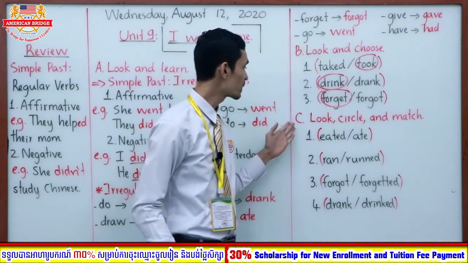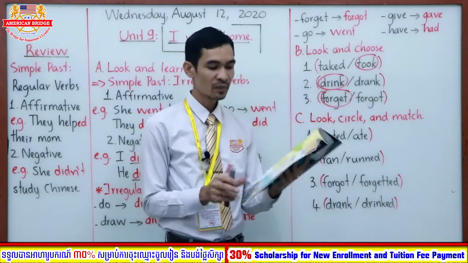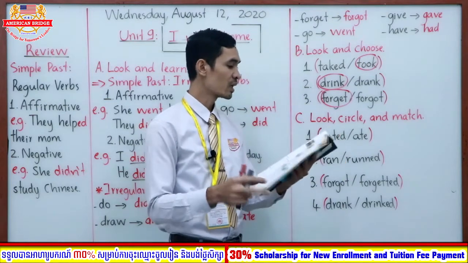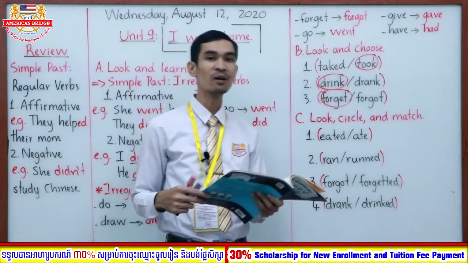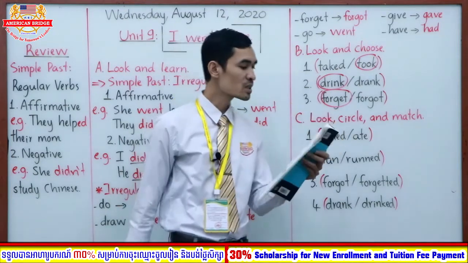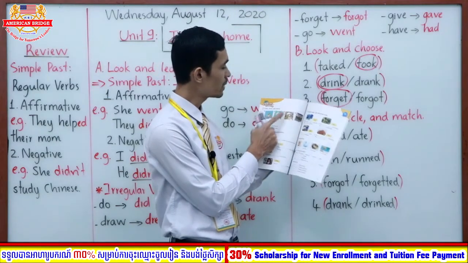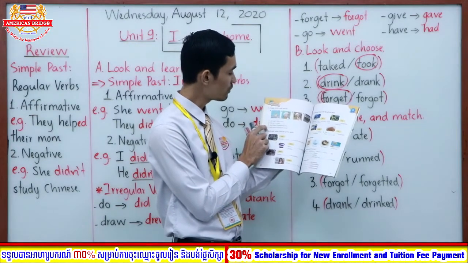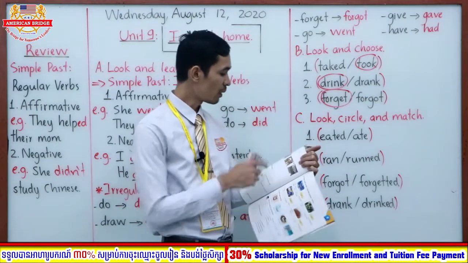Okay, so now I would like you to continue to another page, page 42. Now turn to page 42 altogether. Letter C. We do letter C one more and then we can finish our session today. C, look, circle and match. There are 4 pictures here, A, B, C and D, and there are 4 sentences, 1, 2, 3, 4. Number 1 is given as an example.